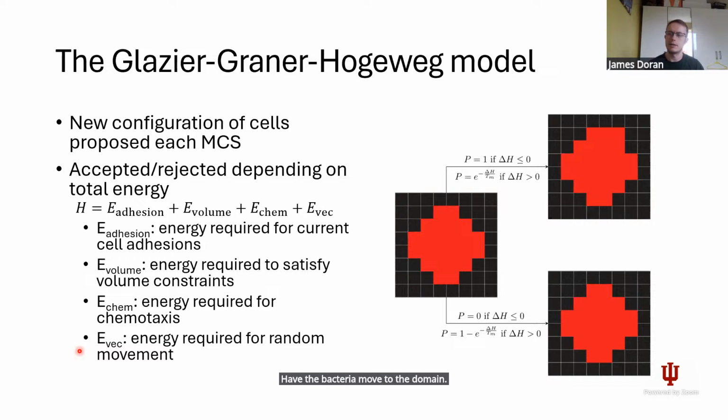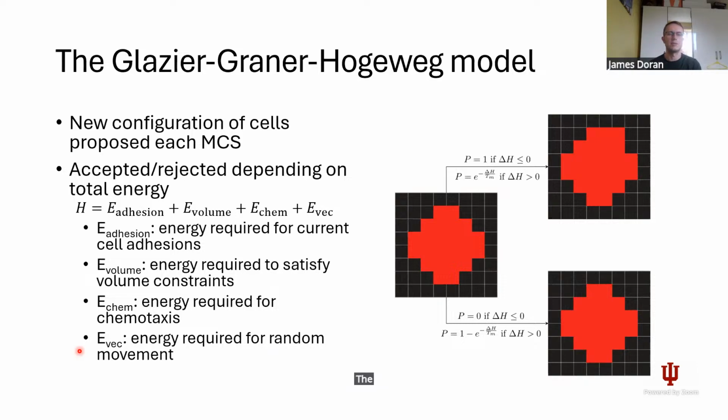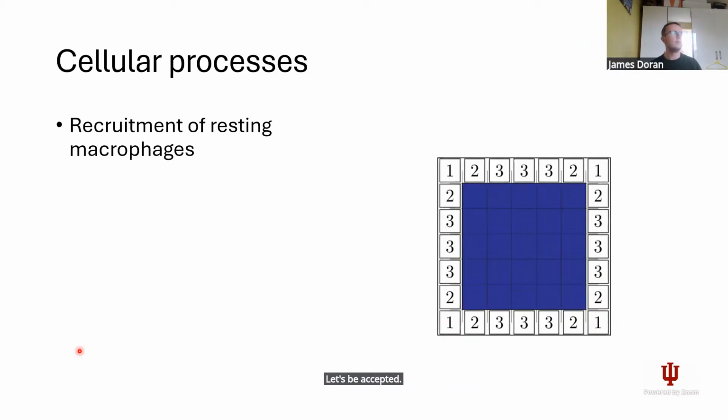It's determined by calculating the force required to move the cell, and then this is multiplied by some trigonometric function of the angle between its current direction of travel and the proposed new direction of travel if this new configuration were to be accepted. So that's how the Glazier-Graner-Hogeweg aspect works.